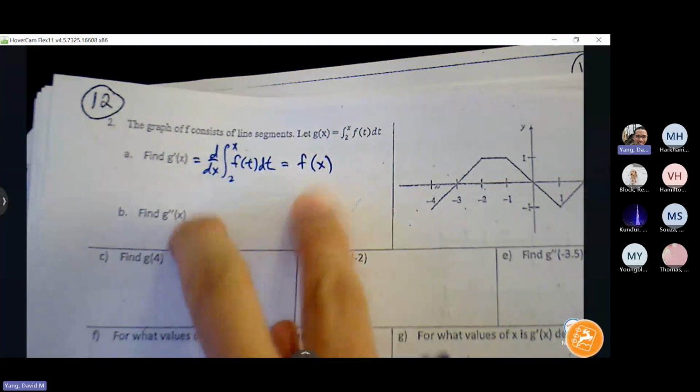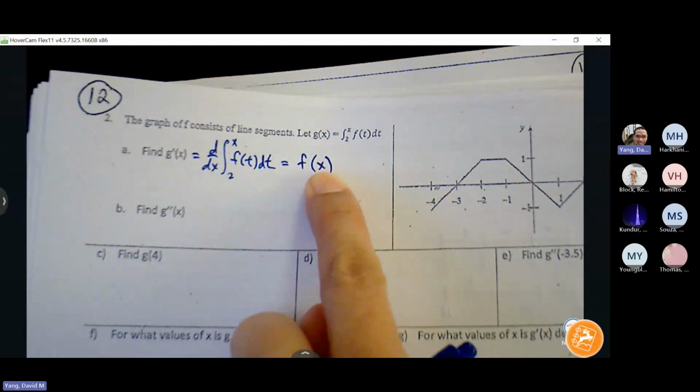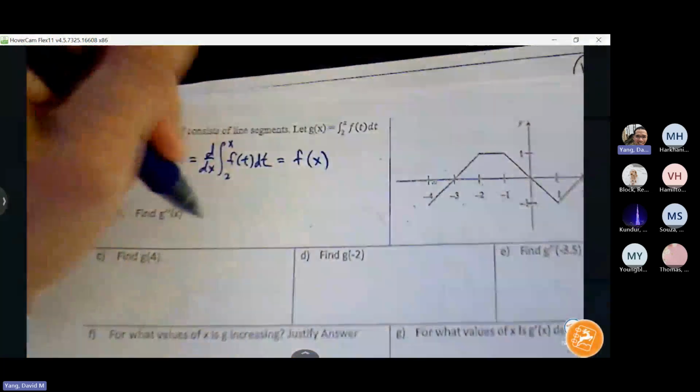Okay, next up, g double prime. We're just going another derivative level down, so f will take us down to f prime.